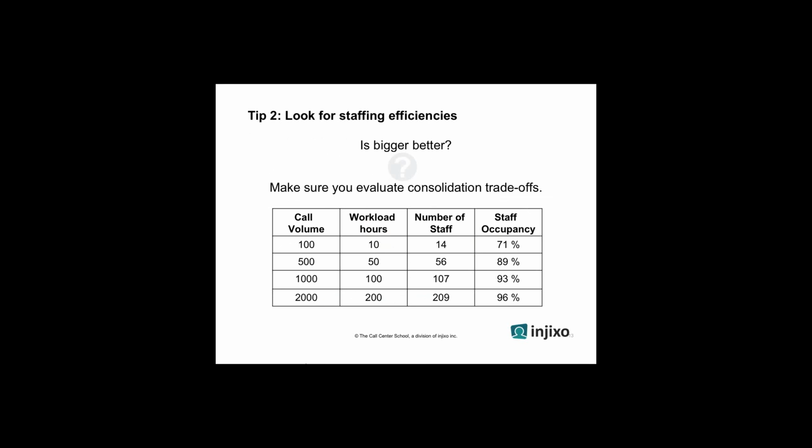What if we had 5 of those groups, and you have 5 very specialized skills, and each one of those groups is getting 10 hours of workload within the hour. You've got 14 people sitting in each one of those groups. So it's 14 people times 5, or 70 people total, 5 specialized groups. Occupancy for all of them is 71%.